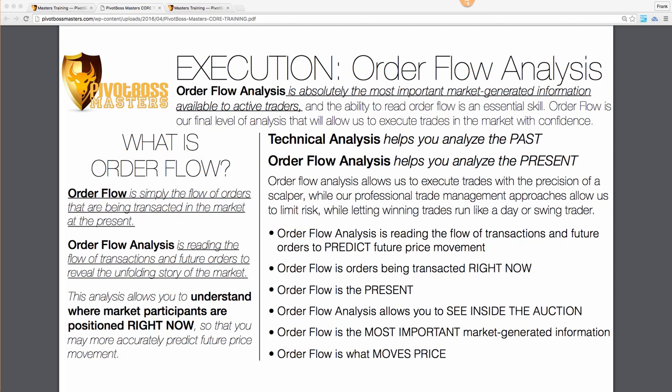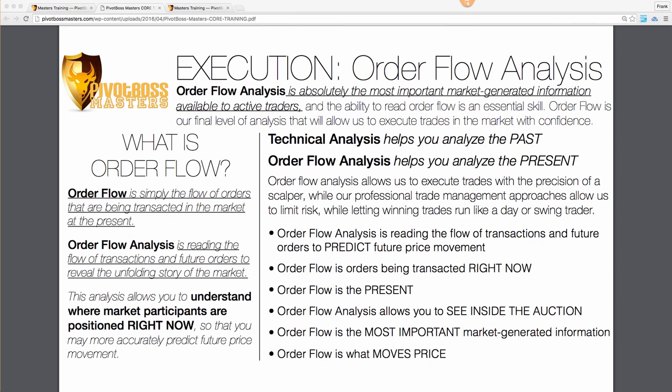So order flow analysis is absolutely the most important market-generated information available to active traders. I always talk about those portions of our trading games that we work on that make the most significant improvements. One of them is risk management. It just makes an immediate improvement to what you do. And the other one is order flow analysis, in that it provides the most important market-generated information that an active trader can use, because it's providing you the actual information of the auction.